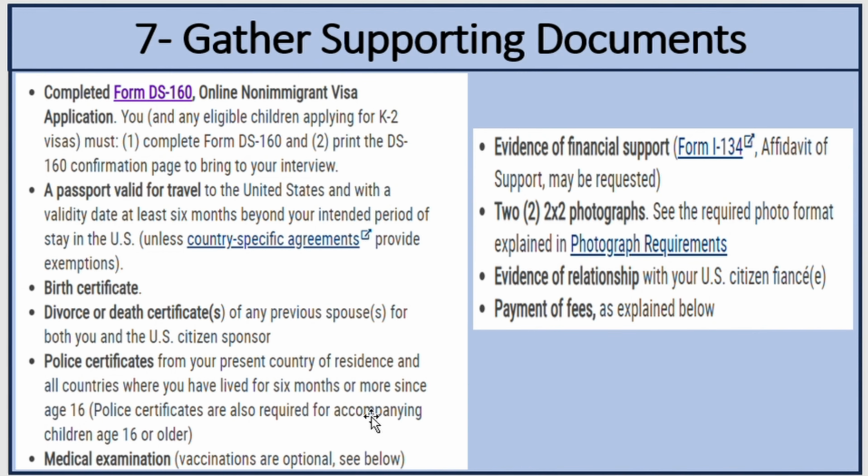You will need that, and it will be for the petitioner, and he must make enough money to bring your fiancé. You need 2x2 photographs and evidence of relationship with your U.S. citizen fiancé, like text messaging, emails, flight tickets, anything that you see will work with your case.